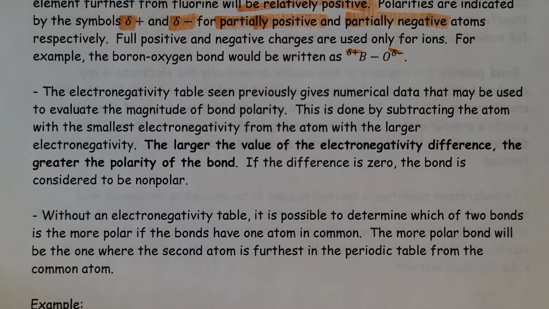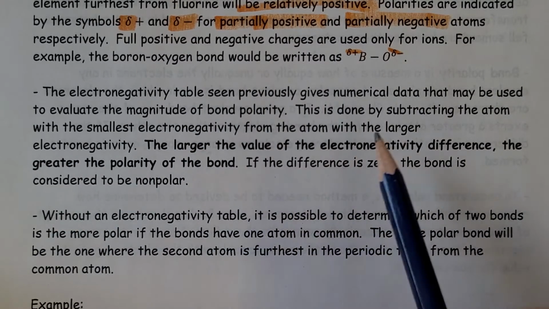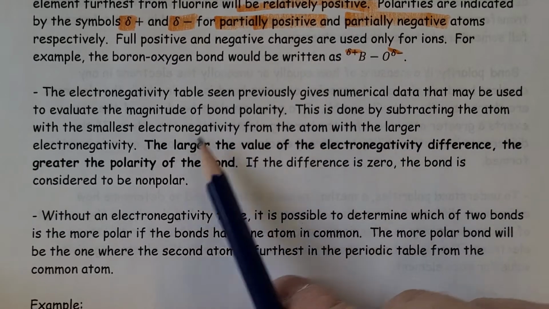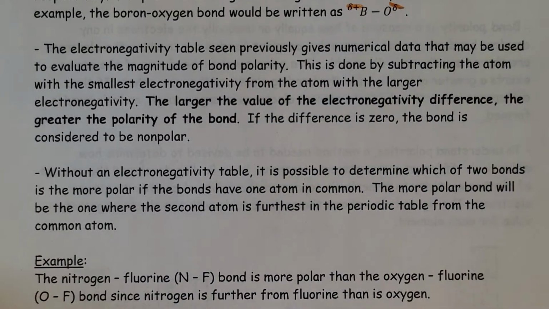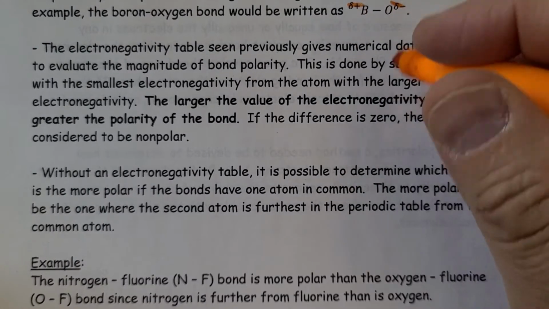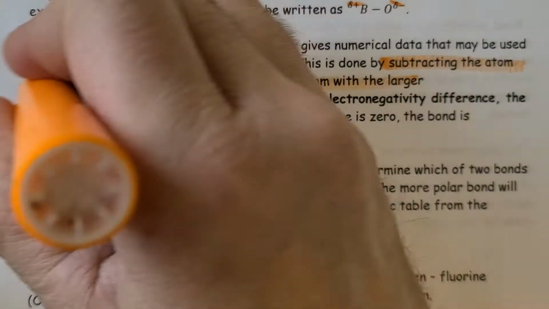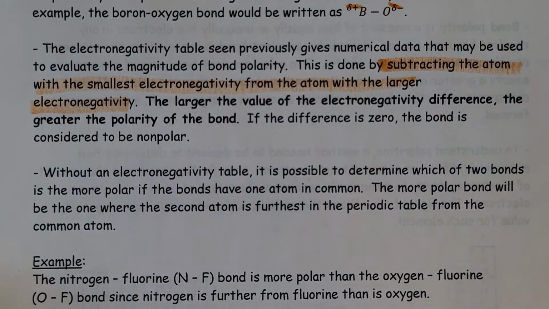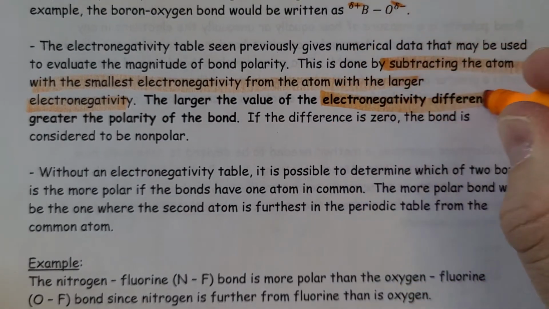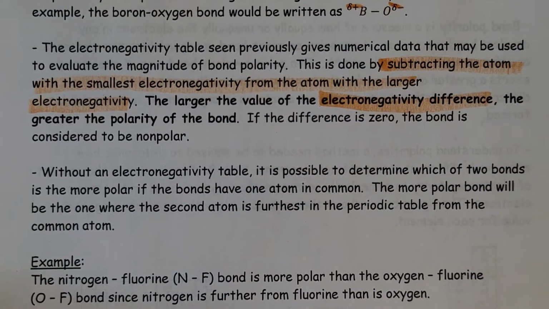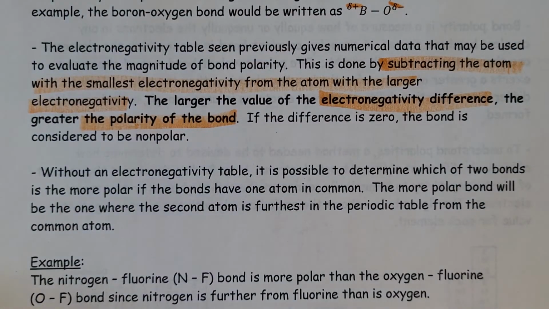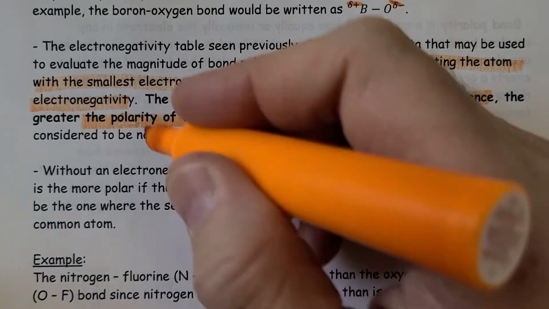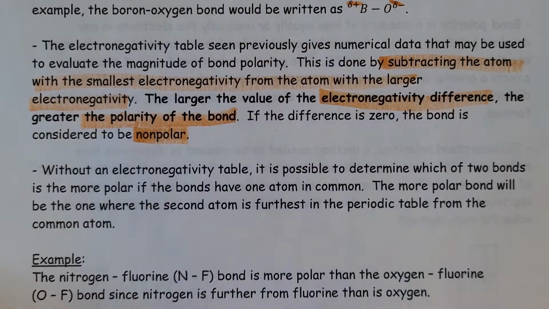The electronegativity table seen in the previous page gives numerical data that may be used to evaluate the magnitude of bond polarity. This is done by subtracting the atom with the smallest electronegativity from the larger one, of course. The larger the difference in electronegativity between the two atoms, the greater the polarity it will be. If the difference is 0, we consider that equally shared, so that would be nonpolar.